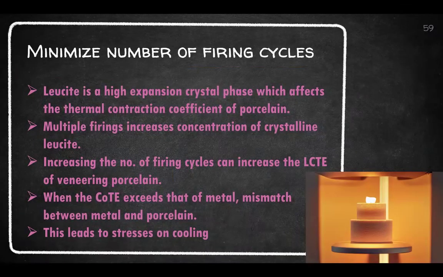So another technique is minimizing the number of firing cycles. With multiple firing, many a time you fire the same thing, it increases the concentration of the crystalline leucite. So the more the firing, the more crystalline growth. This crystal is called leucite. So increasing the number of firings increases the leucite content of the veneering porcelain. So when the coefficient of thermal expansion exceeds that of metal, a mismatch happens between the metal and the porcelain. This mismatch causes stresses on cooling.